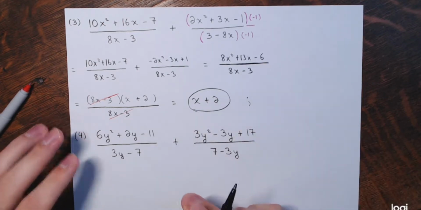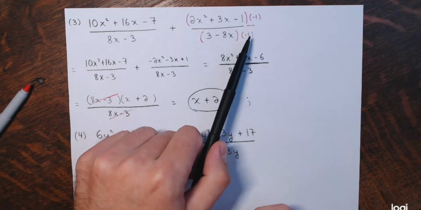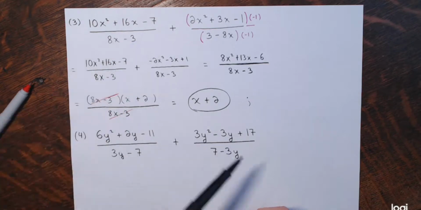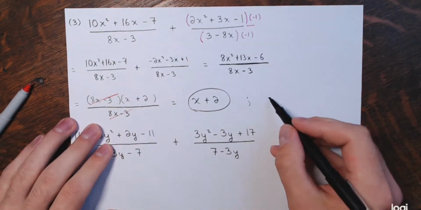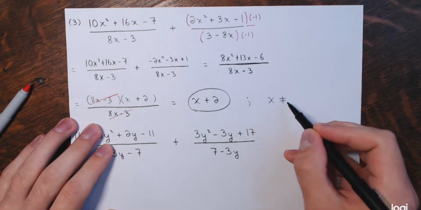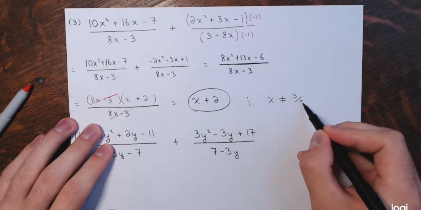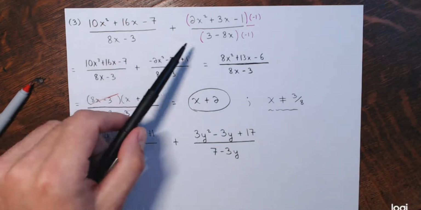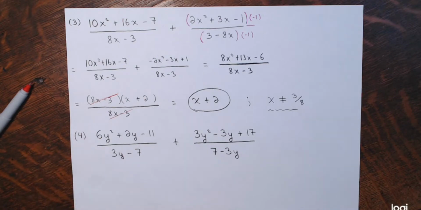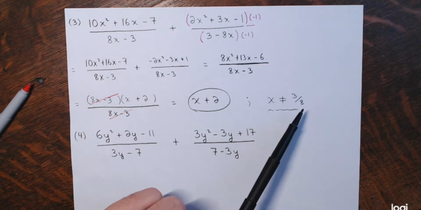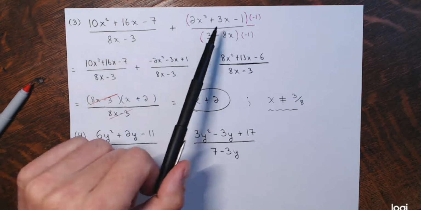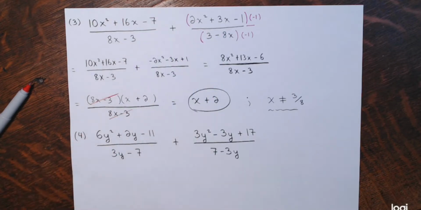All right. So again, the original sum without the negative 1's, the way it originally looked, I could replace x with anything except 3/8. And at the end here, I'm writing x cannot be equal to 3/8. Because if x were 3/8, you'd have denominators of 0 throughout this problem. And that's not good. But if you were to replace x with any number besides 3/8, the sum of the first two fractions, the original, will be equal to whatever x plus 2 is.